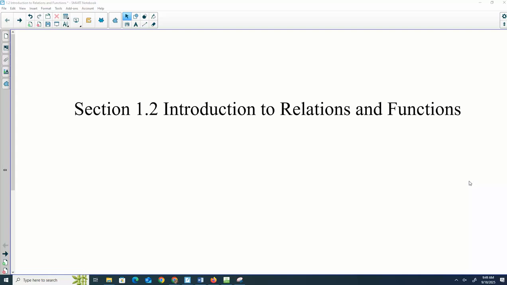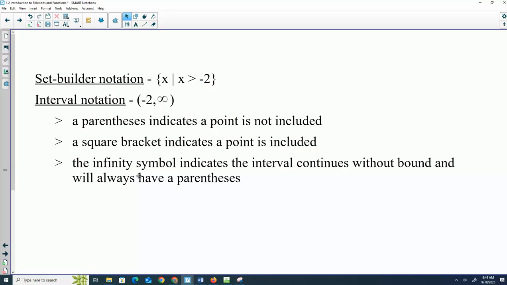Talking about function and notation. First thing, we will use interval notation in this class. So set builder notation is when you have the squiggly brackets. We use that for solution sets when we're solving things.